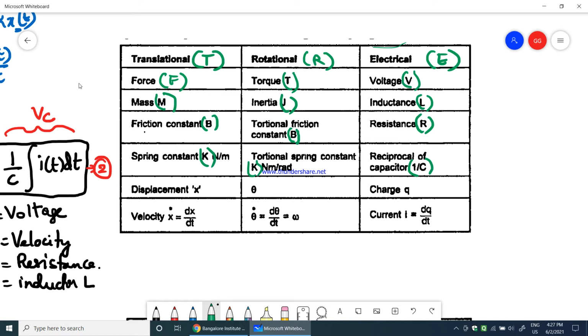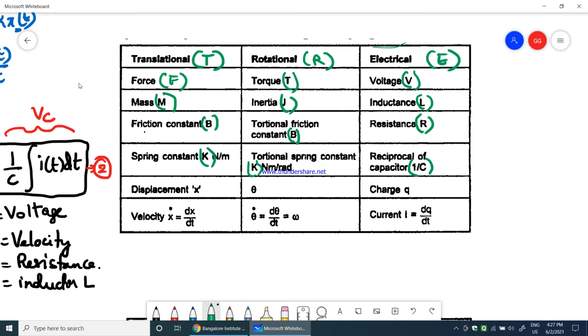So you will have a set of electrical equations. After using this table, you write the set of electrical equations for those mechanical equations, and then by looking at that set of electrical equations, you will try to construct an electrical network. That electrical network will behave as an analogous network or an analogous system for the given mechanical system. Okay, so keep this in mind.